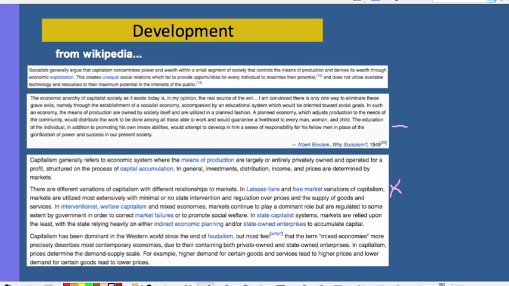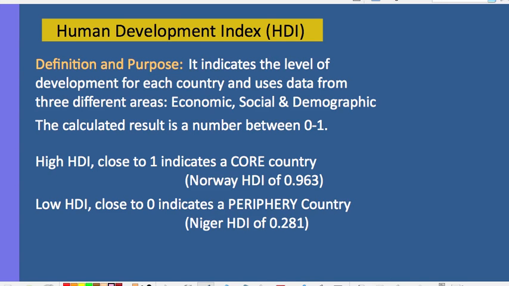Alright, on to Human Development Index. The definition and purpose is that the Human Development Index indicates the level of development for each country. It uses data from three different areas: economic, social, and demographic. And this data is calculated to get a number between 0 and 1. Numbers that are close to 1 are going to be highly developed countries.